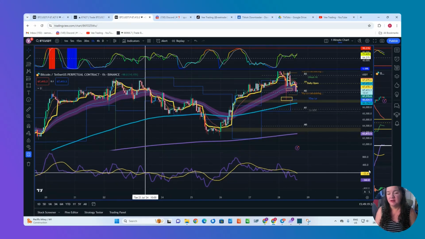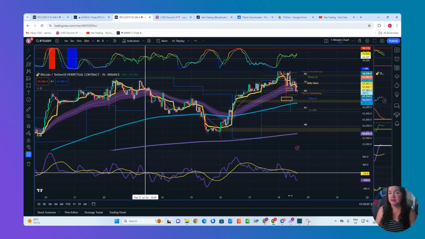The other one is the modified MACD, which I've talked about before. I've had this inside of my Bybit, but it's basically just showing if we're above the yellow line, we're generally going in an uptrend, and if we're underneath the yellow line, we are going in a downtrend. I use this to show, again, confirmation that a trend is changing.